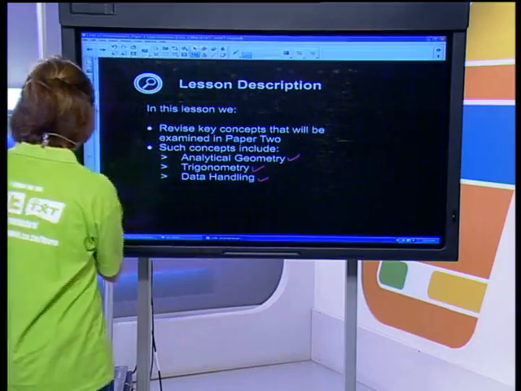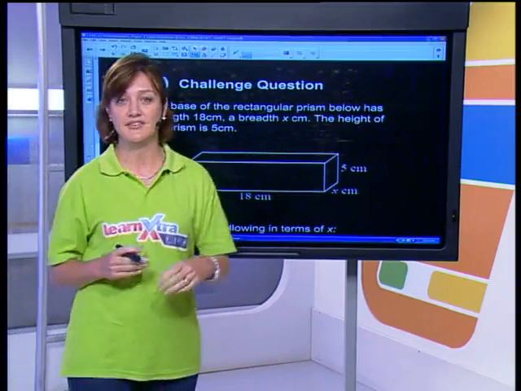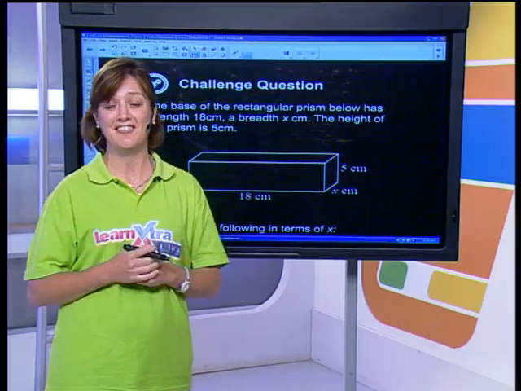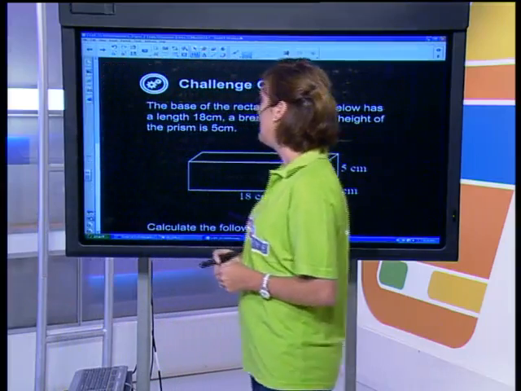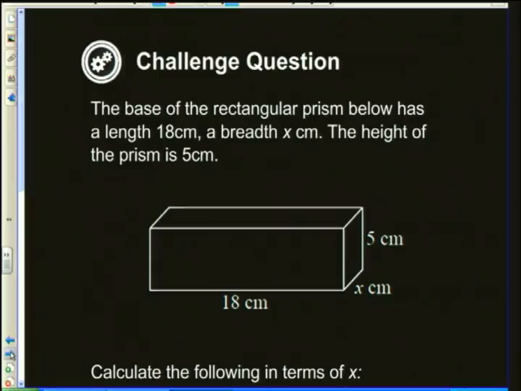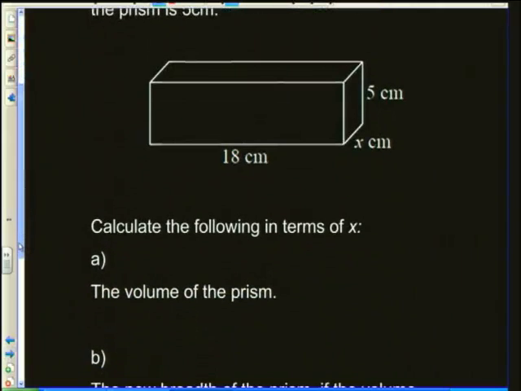All right. So before we get going, we're going to quickly show you the challenge question, and let's see if you can have a look at it. It is a measurement question, all right? Basically, the base of a rectangular prism below has a length of 18 centimeters, as you can see on the diagram, a breadth of x centimeters, and the height of the prism is 5 centimeters. So what do we want to know? The first thing we're asking you to do is calculate the following in terms of x. Obviously, that's quite important, because your answer is going to then have an x in it. Firstly, the volume of that prism. Remember, volume being the space that fills that prism, all right?